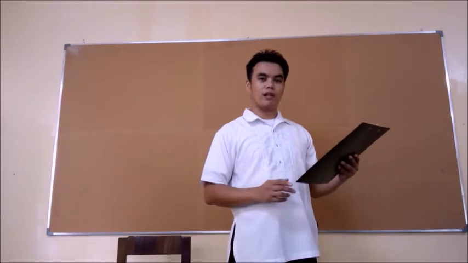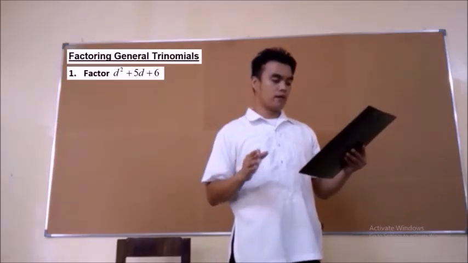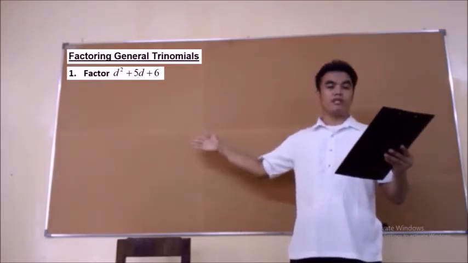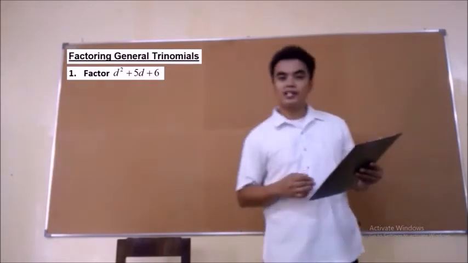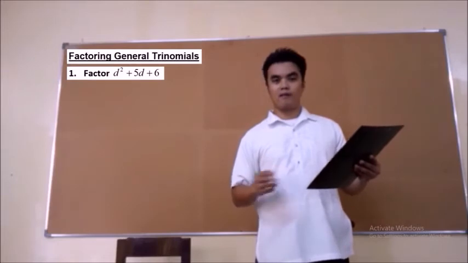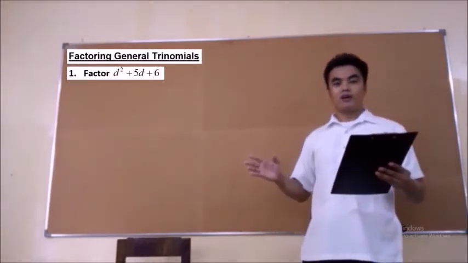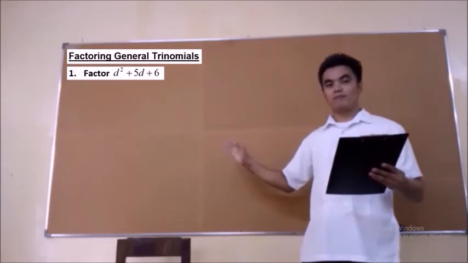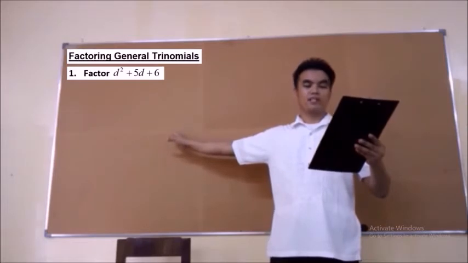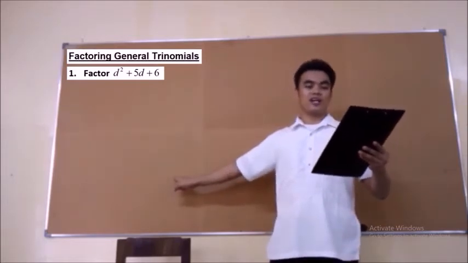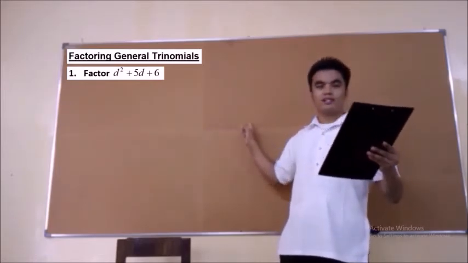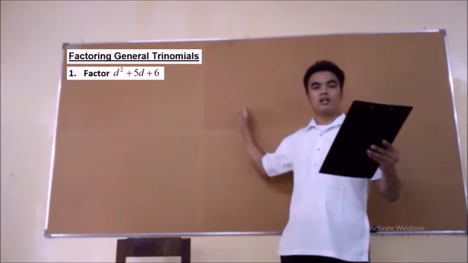So let us have an example. Factor d squared plus 5d plus 6. Okay? Let us see if this is a perfect square trinomial. Kasi if this is a perfect square trinomial, pwede natin gamitin yung way or yung method ng pag-factor using the perfect square trinomial. Alright, what is the square root of the first term? D squared. D. Correct? What is the square root of the last term? 6. This is not a perfect square.